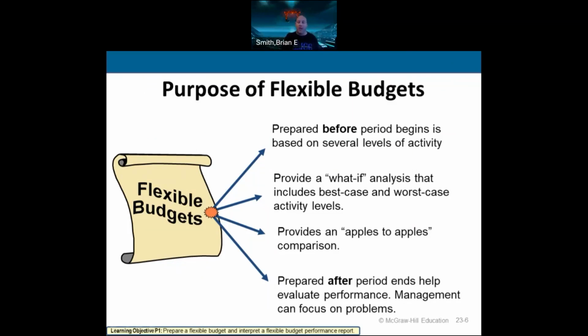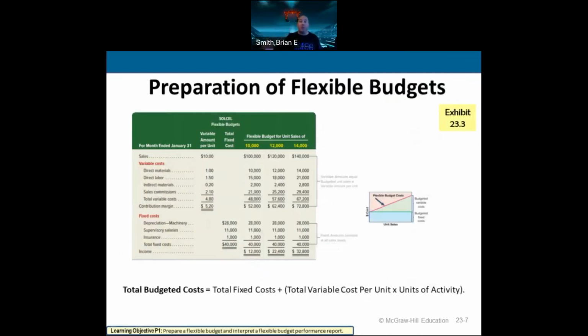So that's what we want to look at as management and be able to see exactly what's happened. And then we're going to look at this after the budget or after the accounting period or the performance period and evaluate how we did. And if there are problems, we can focus on that.